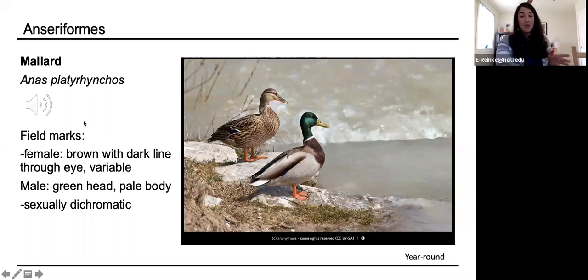And I'm going to play this. This is the only duck call you have to know because it's just the one you're most likely to hear. It's very duck-like, what you'd expect.